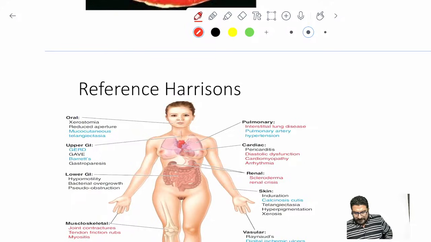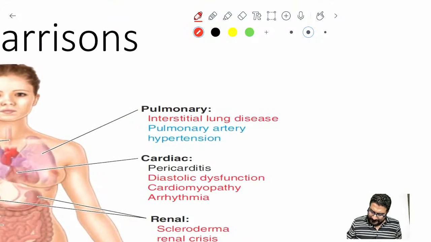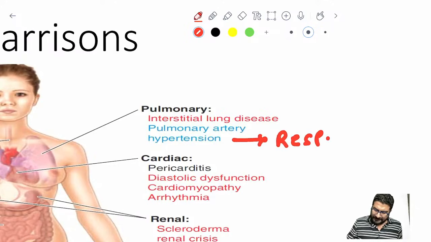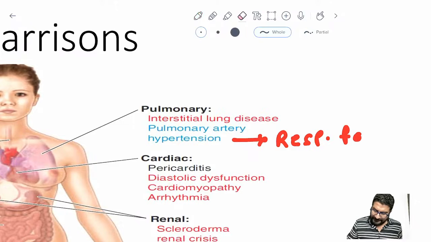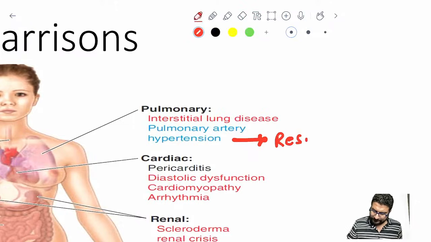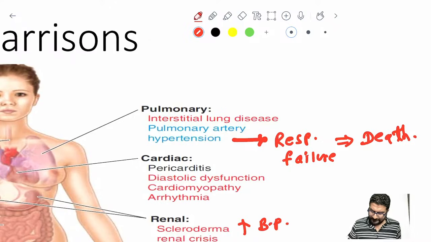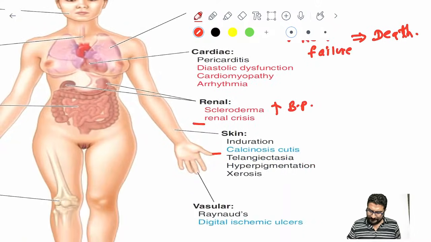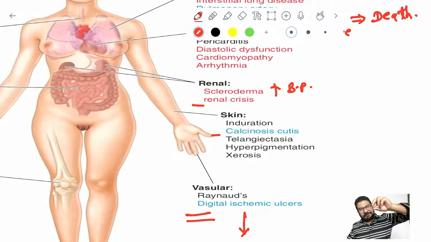Then this is like you can see pulmonary lung disease. So patient को क्या होगा, pulmonary artery hypertension, ultimately it will cause respiratory failure, and with this patient will die. Then you can notice patient can develop high BP. We call this renal crisis. In the skin you can see calcinosis, digital ischemic ulcers, and because of this ulcer sometimes, suppose ulcers are here in the fingers, you will see the bone of the digit will break down. We call this acroosteolysis.